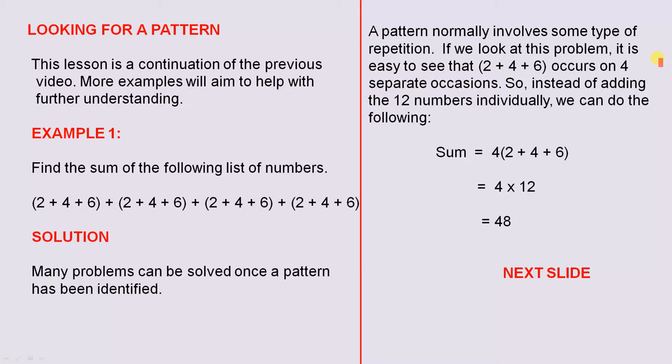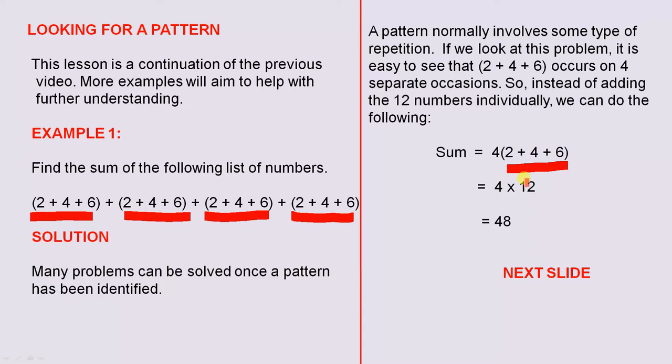If we look at this problem, it is easy to see that 2 plus 4 plus 6 occurs on 4 separate occasions. You can see here, one occasion, that's twice, 3 times, 4 separate occasions. So, instead of adding the 12 numbers individually, we can do the following. The sum will be 4 times 2 plus 4 plus 6, because each of these occurs 4 times.